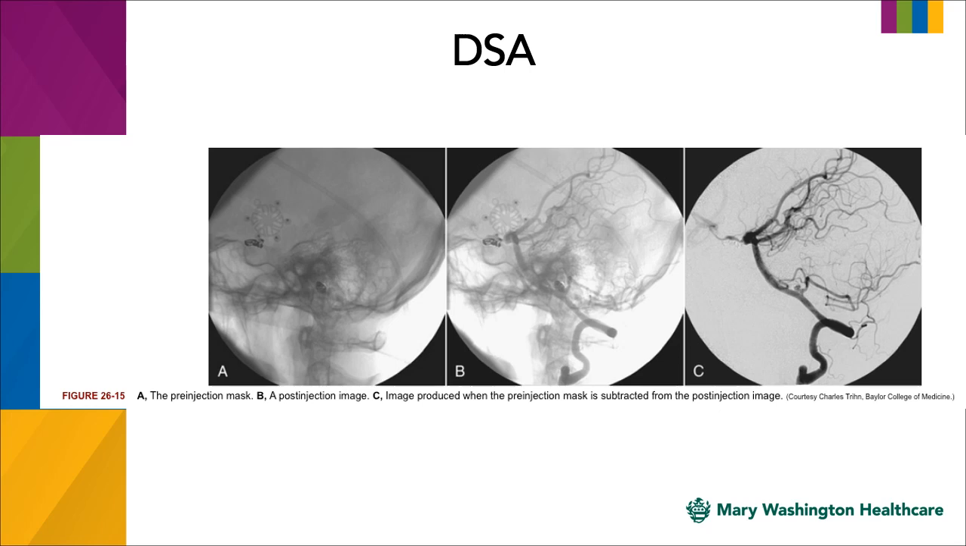Digital subtraction angiography. This is where we have the first image where we have just the anatomy. In the center image, we have the contrast with the anatomy. And the third one is where we've subtracted. The purpose is to increase contrast. And of course, we have image inversion that took place as well.